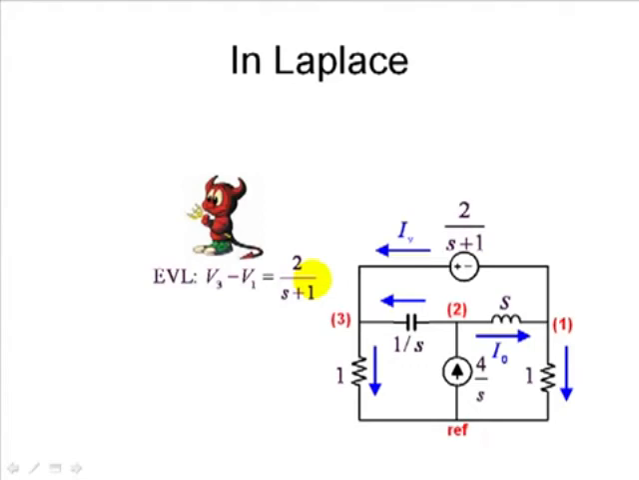Next, we write a KCL equation for each one of the nodes. For KCL 1, we have currents going in, I naught, currents leaving the node, IV, and this current, which is V1 divided by 1 ohm, V1. Observe I keep using the labels I've chosen for my variables, I naught and IV.